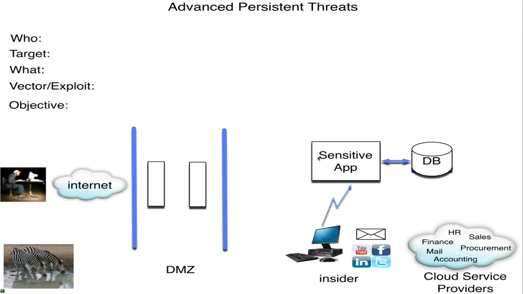Let's talk about advanced persistent threats and best practices on how to combat those. I prefer to say that APT stands for adaptive phishing techniques, because you'll see that in most cases that's what this is mostly about.